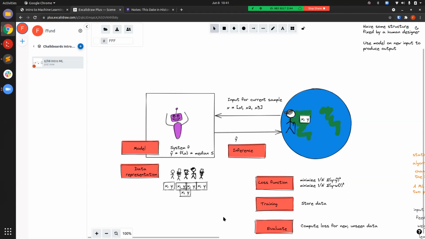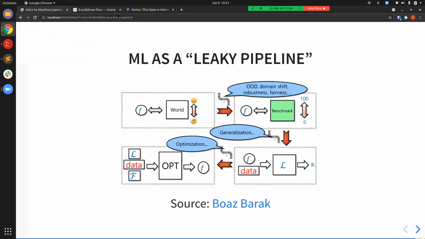Now, it's more accurate to think of machine learning systems as a series of leaky pipelines, or being multiple steps removed from the actual world that we want to interact with. What do I mean by that? Imagine you have the system F that interacts with the world, and based on interactions with the world, you have some idea of whether it does well or poorly, happy face or sad face. Now, this is what you really want.